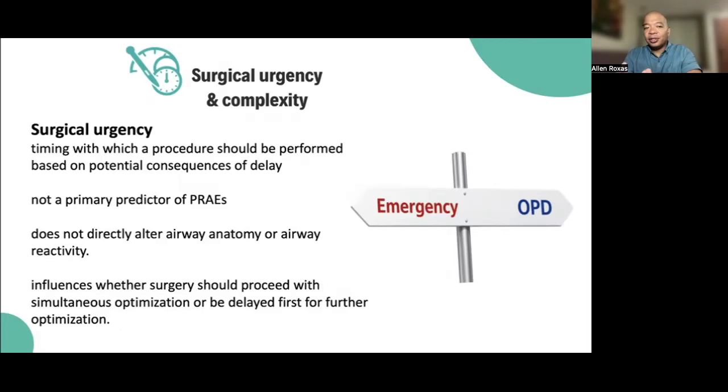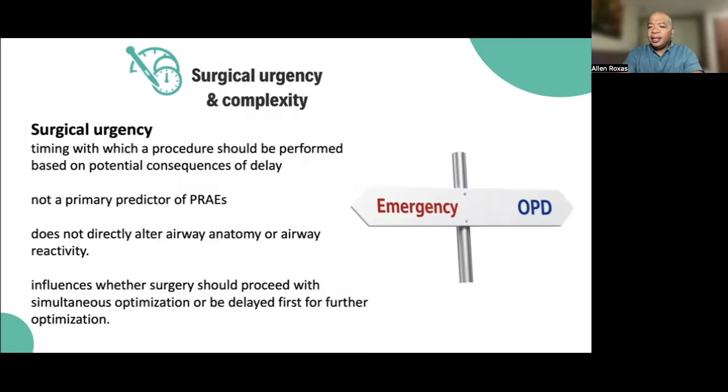Now, after discussing surgical complexity, let's go to surgical urgency. We cannot overemphasize the importance of determining surgical urgency. Surgical urgency refers to the timing with which a procedure should be performed based on the potential consequences of delay. It reflects how quickly intervention is needed to prevent death, loss of organ function, disease progression, or other adverse outcomes. These help guide us in the perioperative decision making.